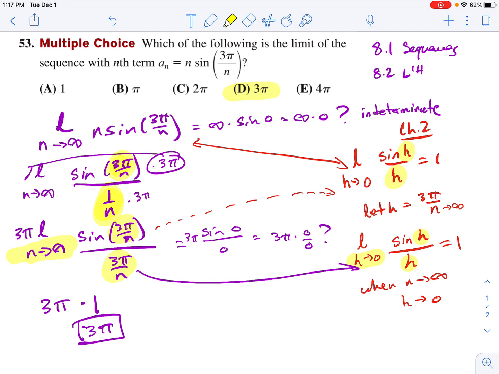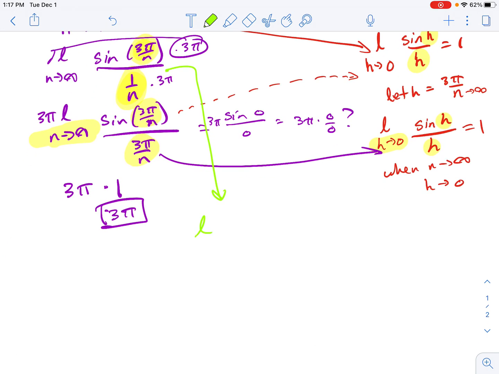To do L'Hopital, you do the same first step. What you do is this step right here: you take the limit as n goes to infinity of the sine of 3 pi over n, over 1 over n, and that equals 0 over 0, indeterminate form. And so you just L'Hopital it, and you're going to get some cancellation and some cosine action in there, and you'll get the same answer. Okay?